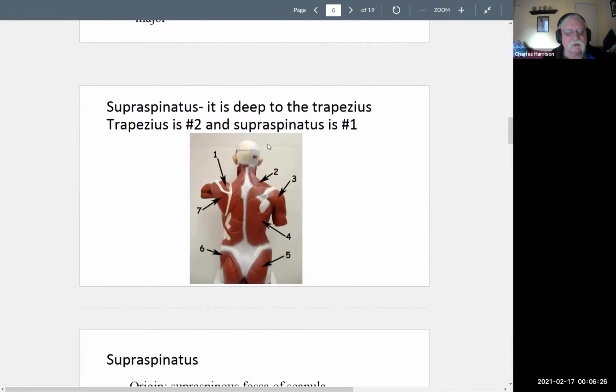The supraspinatus occupies the supraspinatus fossa, number 1. 2 is the trapezius. It's a portion of the trapezius called the clavotrapezius. We also have the spinotrapezius, the part that you saw going down.